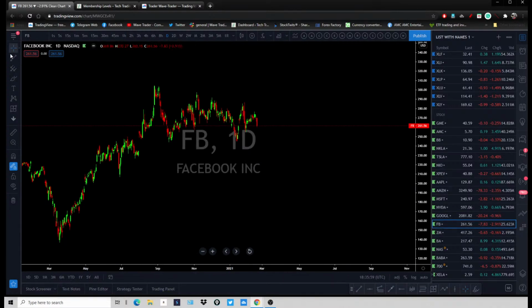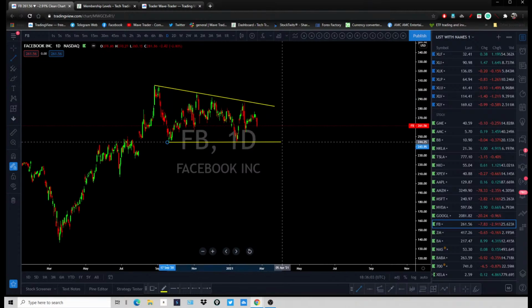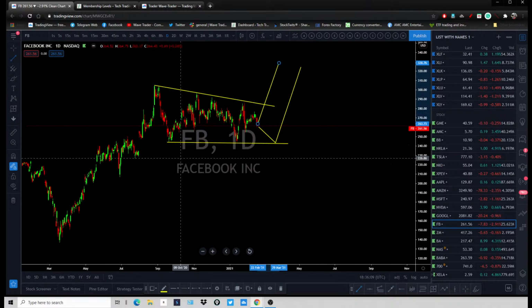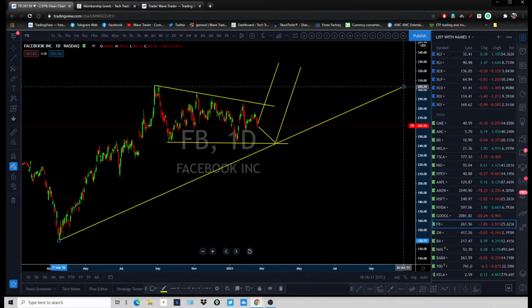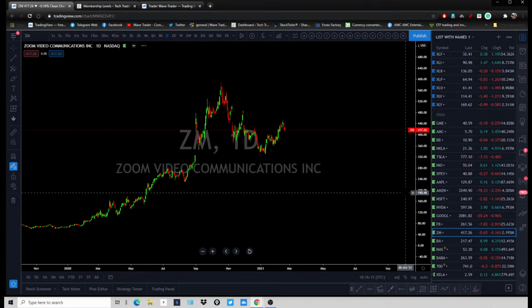So Facebook just keeps trending for upside, and that triangle is to break out and form a new high on Facebook. So let's just finish here, guys. Enough for this week.